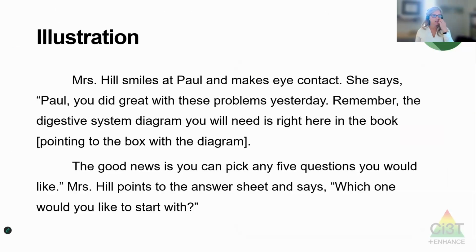Okay, so let's get back to Mrs. Hill and Paul. Mrs. Hill smiles at Paul and makes eye contact. She says, "Paul, you did a great job with those problems yesterday. Remember, the digestive system diagram you will need is right here in the book." And she points to the diagram in the book. "The good news is that you can pick any 5 questions you would like." Mrs. Hill points to the answer sheet and says, "Which one would you like to start with?" It's a really nice example of offering a choice, right? Setting him up for success.